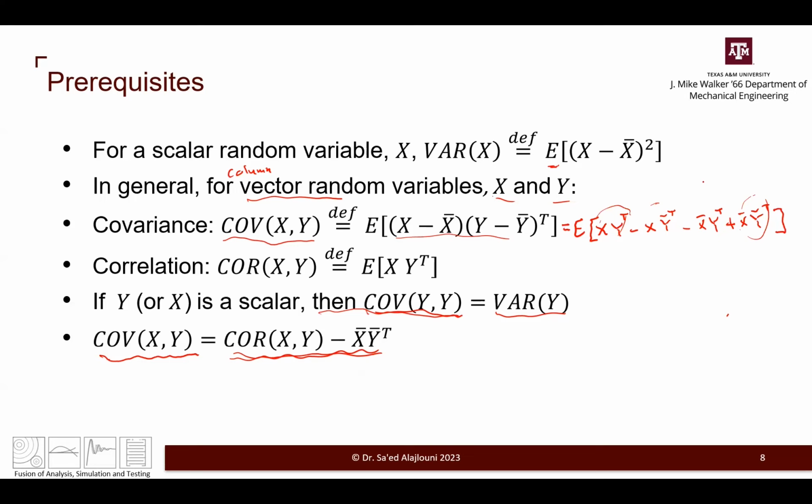Also, one important thing to note here is what is the expected value of, for example, this term. The expected value of the first term is the expected value of X, Y transpose. So this is actually the correlation by definition, okay? But then what is the expected value of X, Y bar transpose?